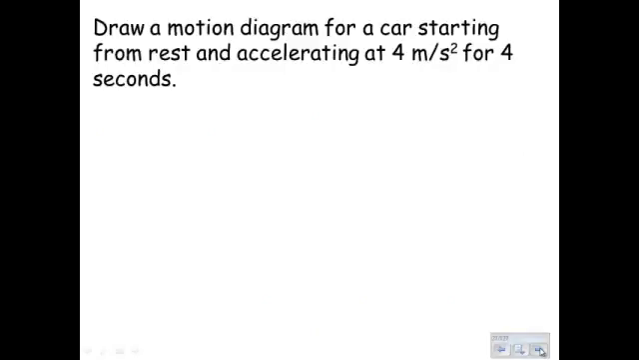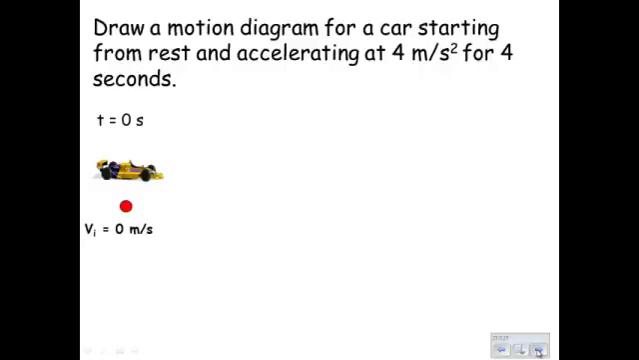Let's try one last motion diagram. Draw a diagram for a car starting from rest and accelerating at 4 meters per second squared for 4 seconds. For this motion diagram, we always start at 0 seconds. And since it says our car is starting from rest, our initial velocity would be 0 meters per second.